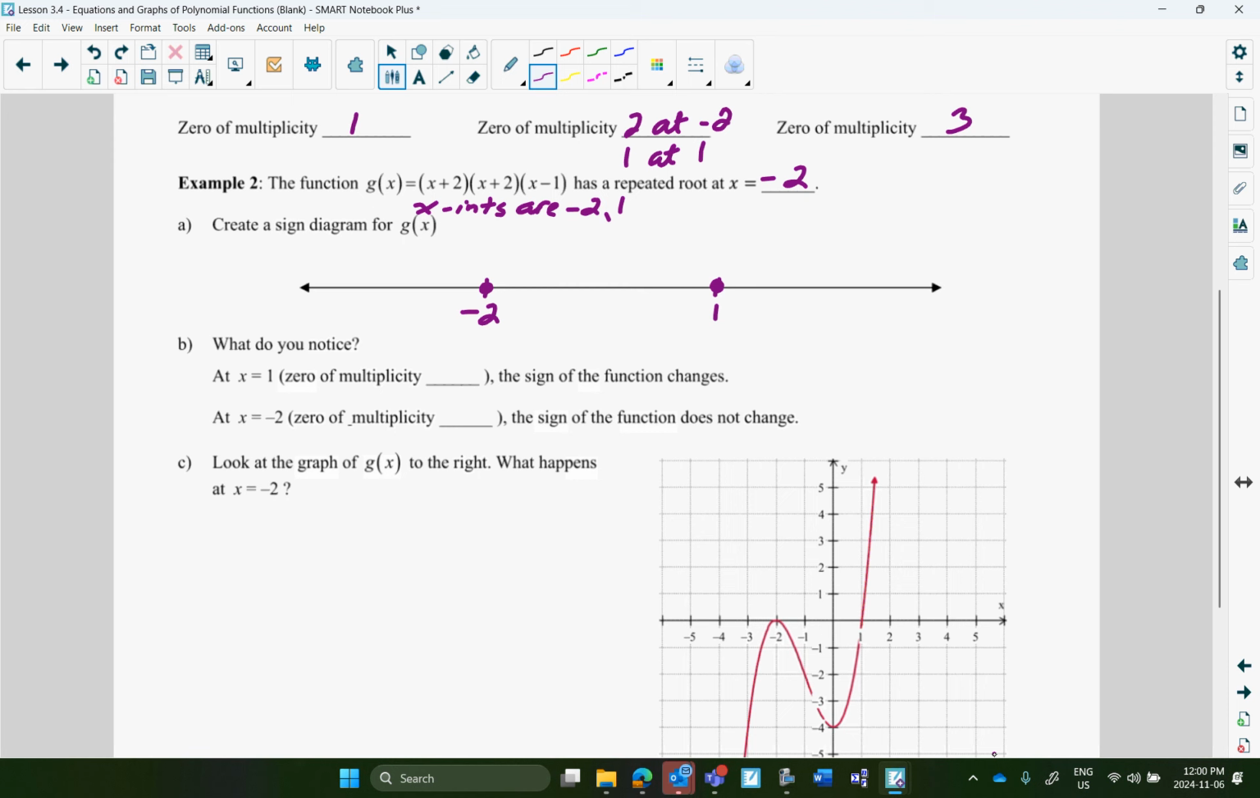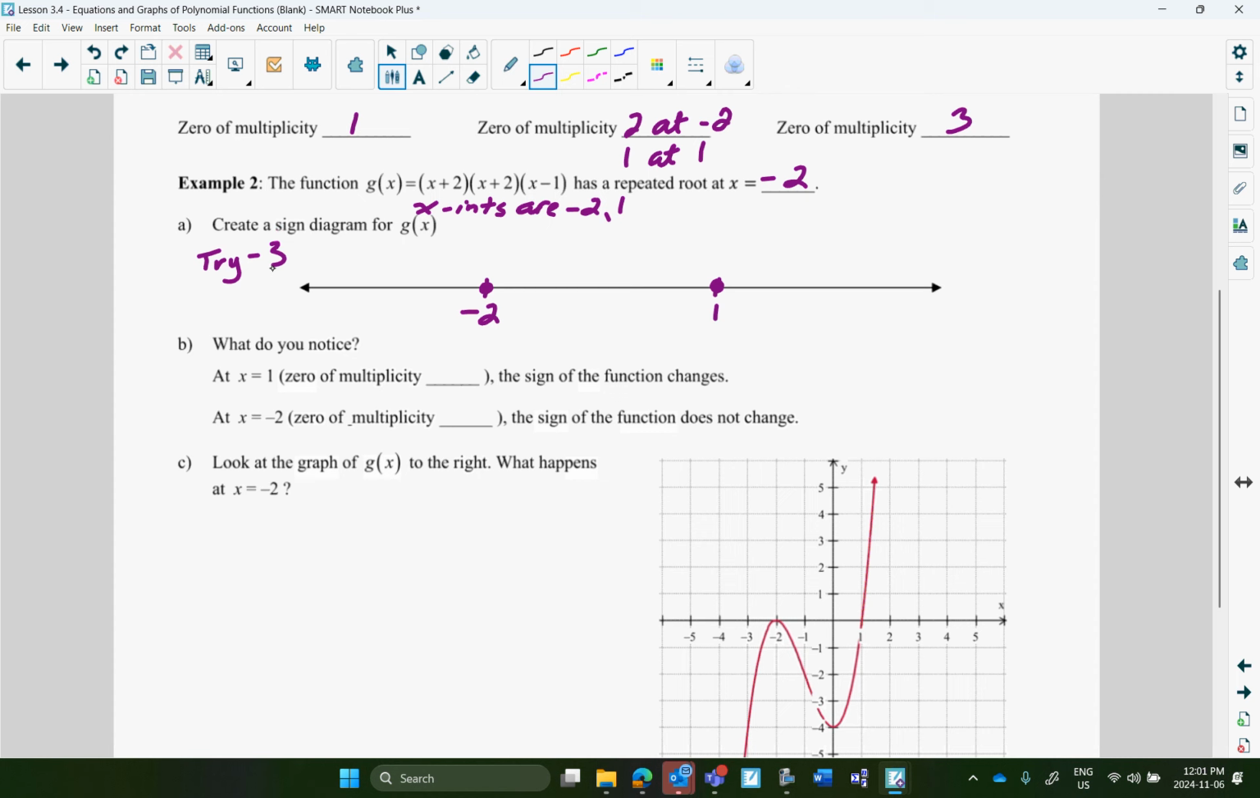What's happening here? Is it above or below? Well, try a number beside. What number is smaller than -2? -3. So put -3 in here and see if the answer is plus or minus. I don't care what the answer is. Just see if it's plus or minus.